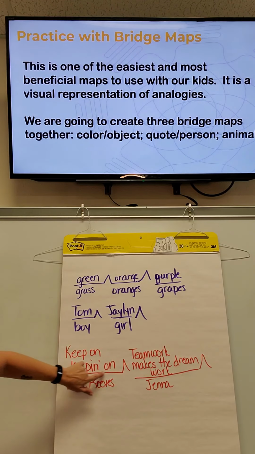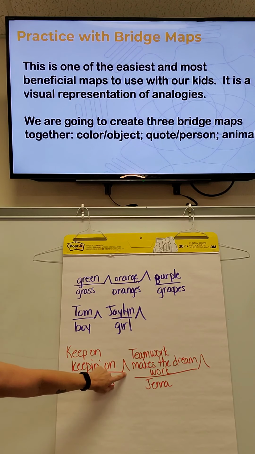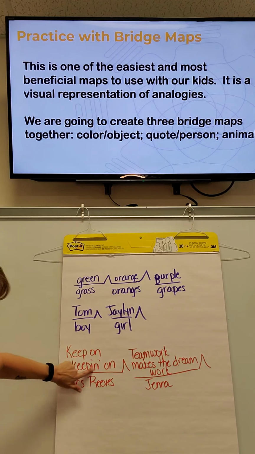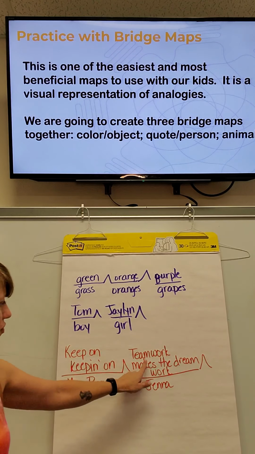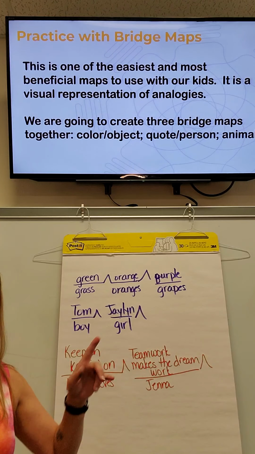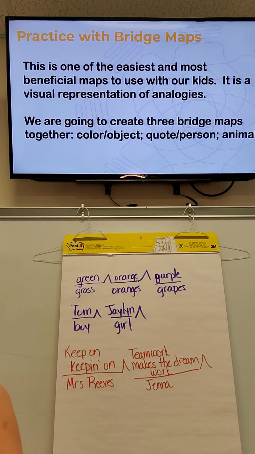Notice how this is our relationship. That's what you teach them. Keep on keeping on is something Mrs. Reeves said. Therefore, these have to be something this person said. And it has to go on and on like that.